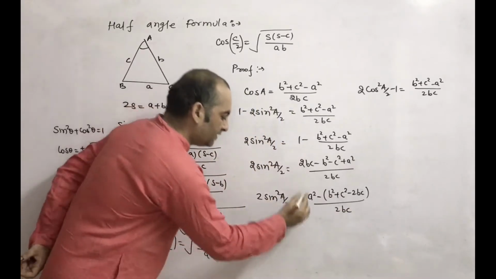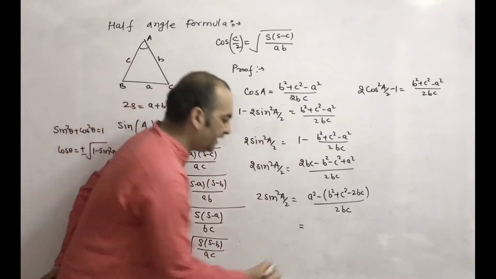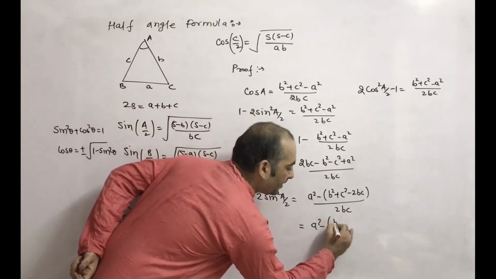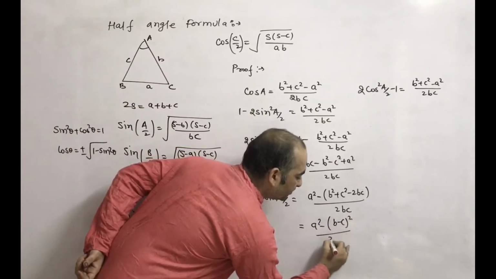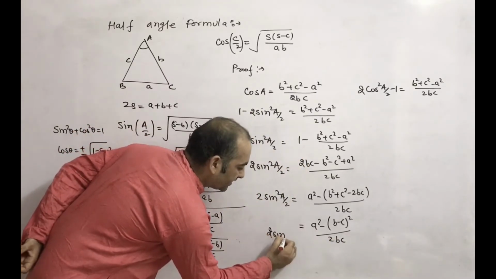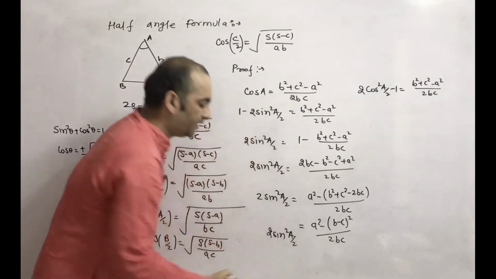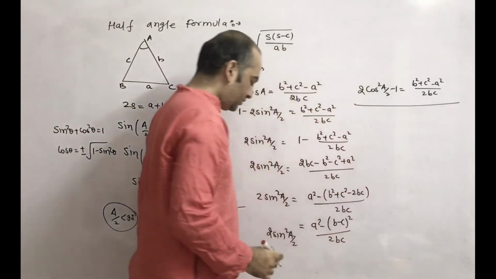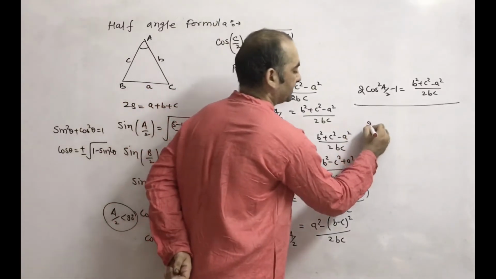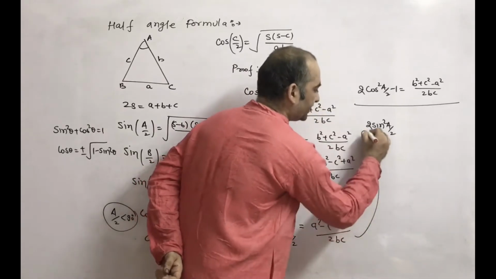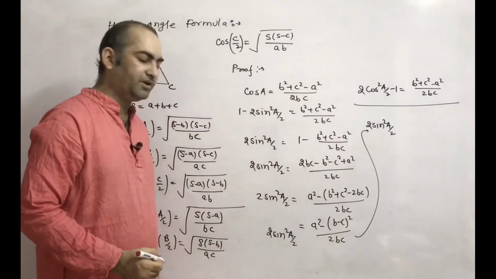Okay, so this will come what? a square as it is. This will come what? b minus c whole square divided by 2bc. So this is 2 sin square A by 2. Okay, now this one I'm writing here. So this I'm taking separately. So 2 sin square A by 2.